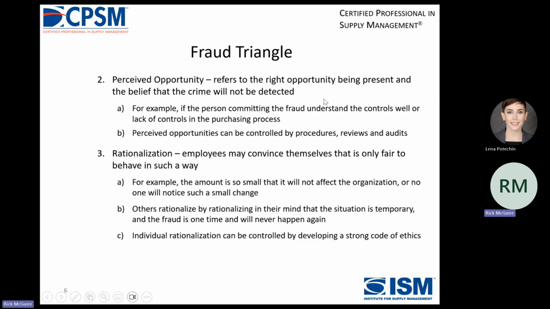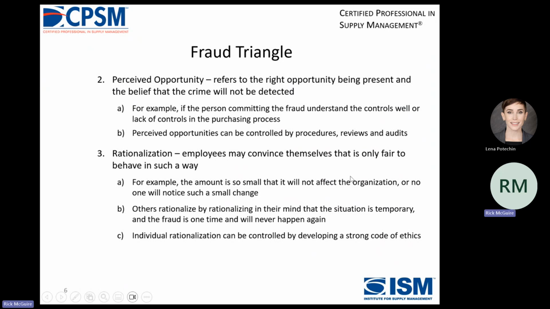And perceived opportunity. Is the opportunity present, and does the perpetrator believe that the crime will not be detected? For example, if the person committing the fraud understands the controls well, or a lack of controls, then they can determine whether they get caught or not. Perceived opportunities can be controlled by procedures, reviews, and audits. And in all of this, you'll notice that a lot of it happens in small to medium-sized firms because they don't split up the duties like we do here at PACCAR and other large firms.